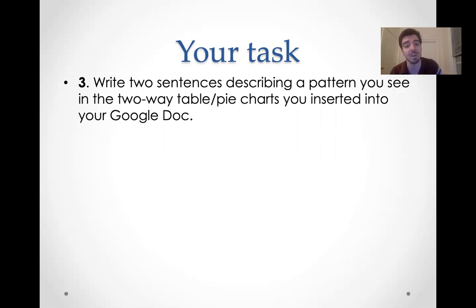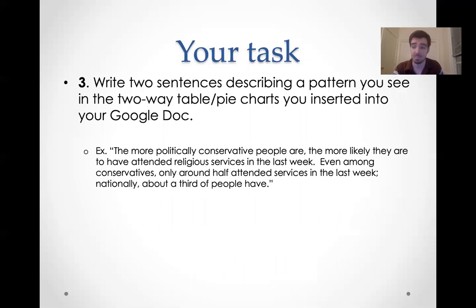Then, last step on that table is write 2 sentences describing a pattern you see in the two-way table or pie charts that you've inserted into your Google Doc. So for the one we just did with the religious services and political affiliation, you might say the more politically conservative people are, the more likely they are to have attended religious services in the last week. Even among conservatives, only about half attended services in the last week. Nationally, about a third of people have. Something like that.